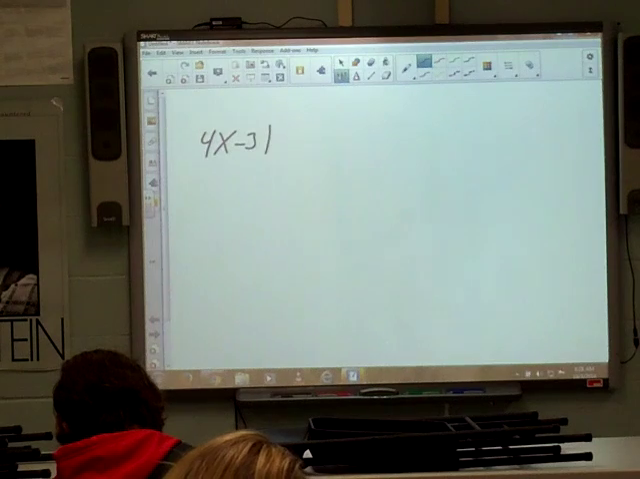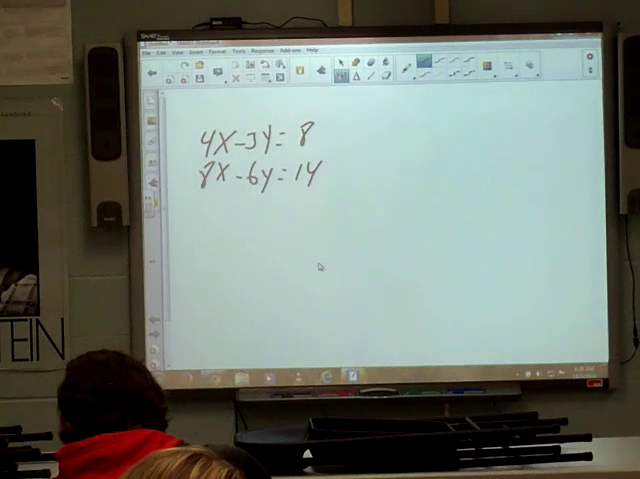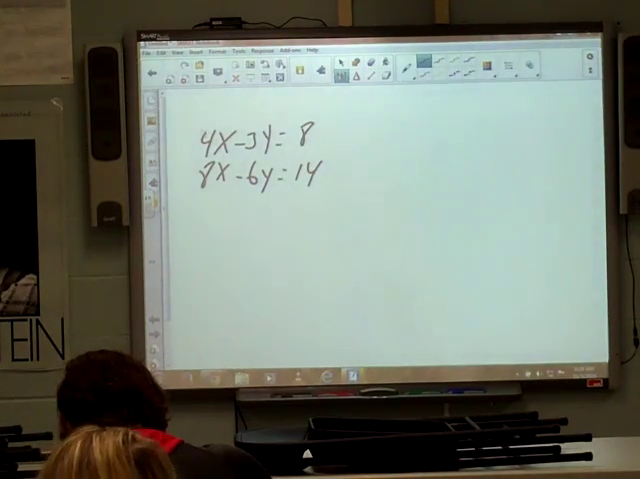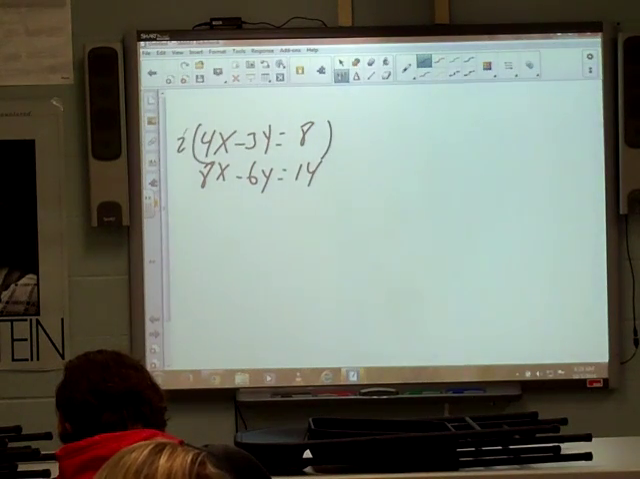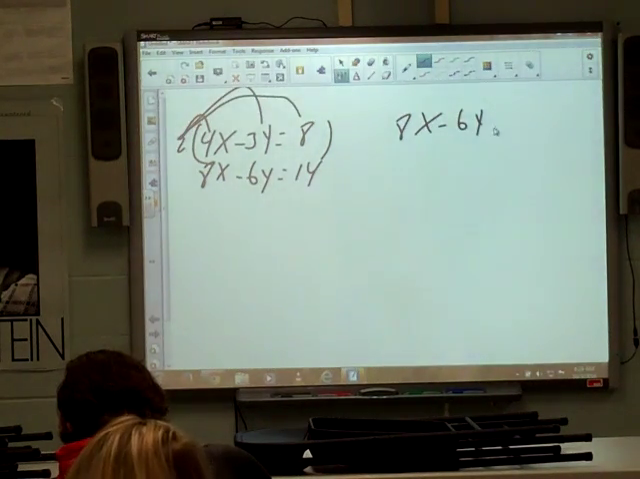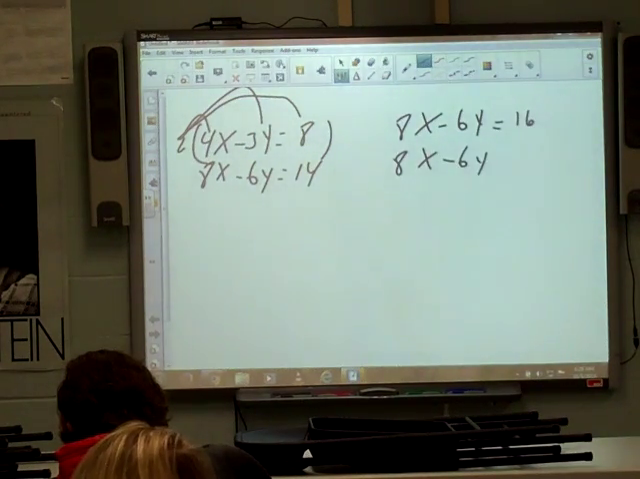All right. If we have 4x minus 3y equals 8, and 8x minus 6y equals 14. Do you want to do substitution or elimination? Elimination. I can make my x's both be 8s, or I can make my y's both be 6s. Either way would take multiplying by 2, right? So let's multiply that top one by 2. Gets me 8x minus 6y. So far that looks just like the bottom. Equals 16. Now it doesn't look like the bottom anymore. Bottom one's got 8x minus 6y equals 14.